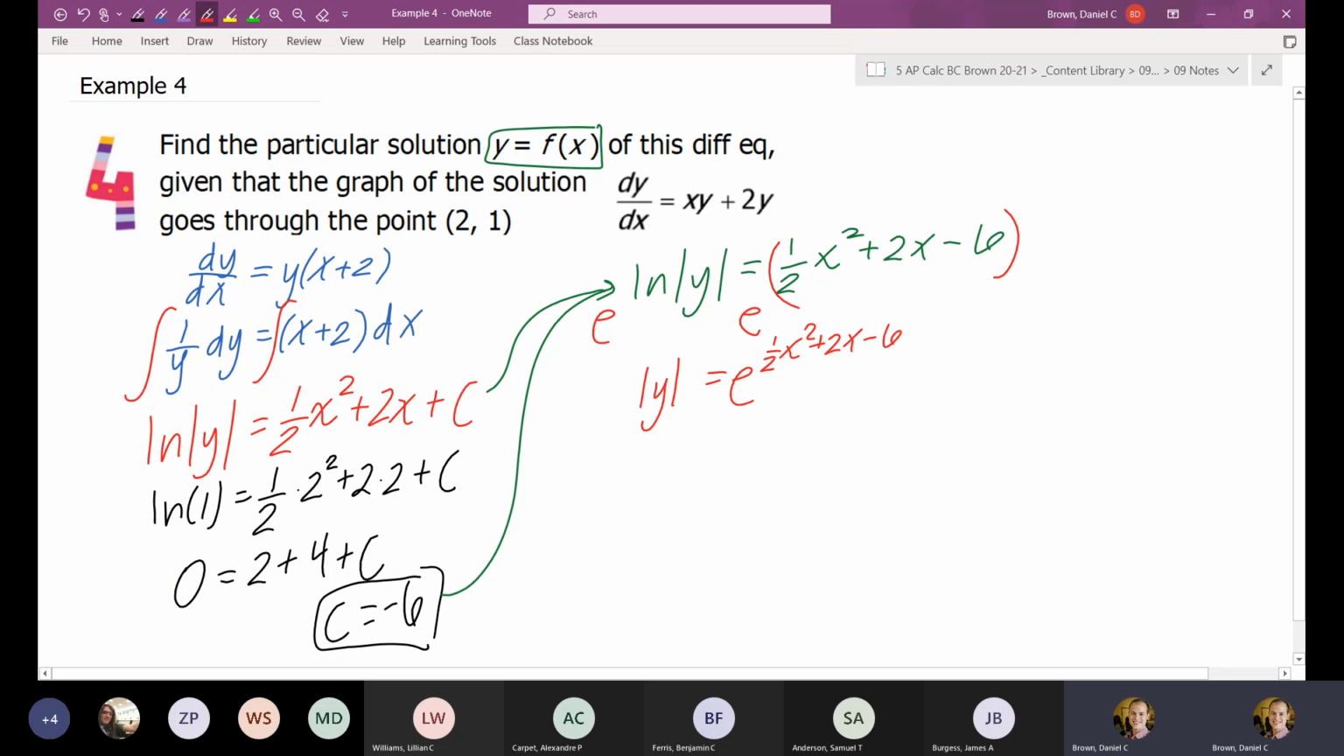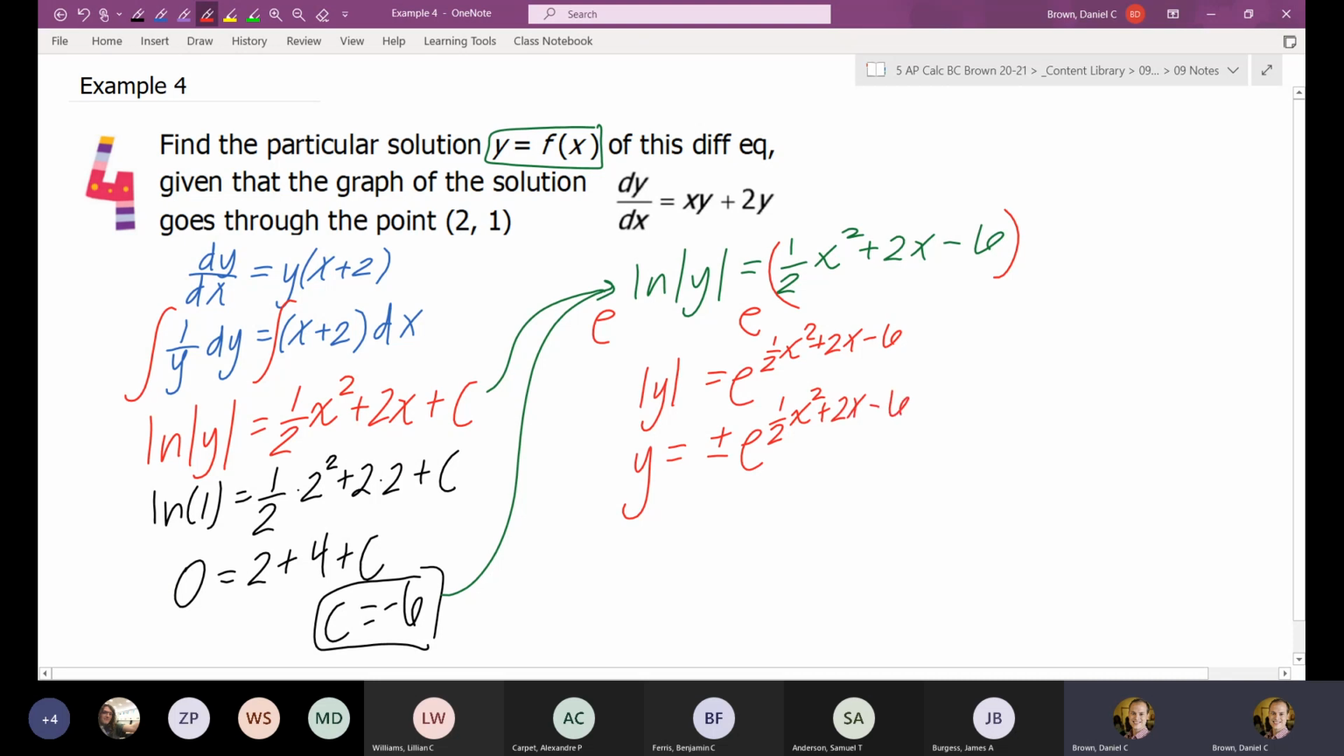Well, how do we solve the absolute value? To get rid of the absolute value, we know that when we plug in a positive number in absolute value, it comes out as a positive. If I plug in a negative number in absolute value, it still comes out positive. So when I drop the absolute value, that's the same thing as saying y is equal to plus or minus e to all that junk again.